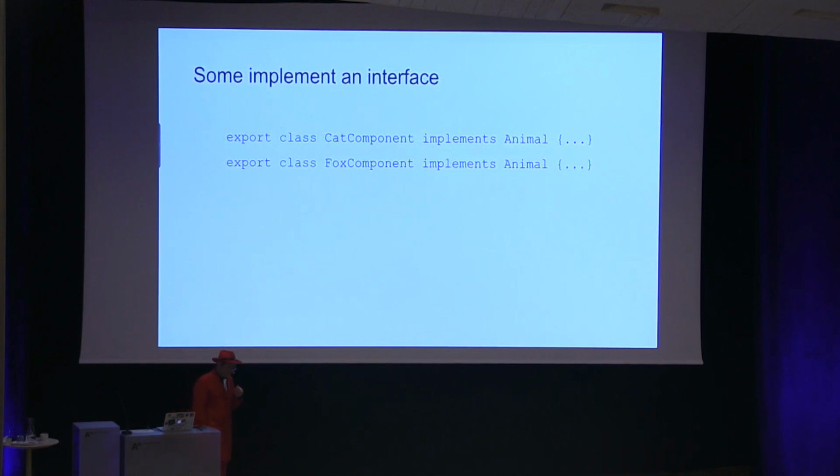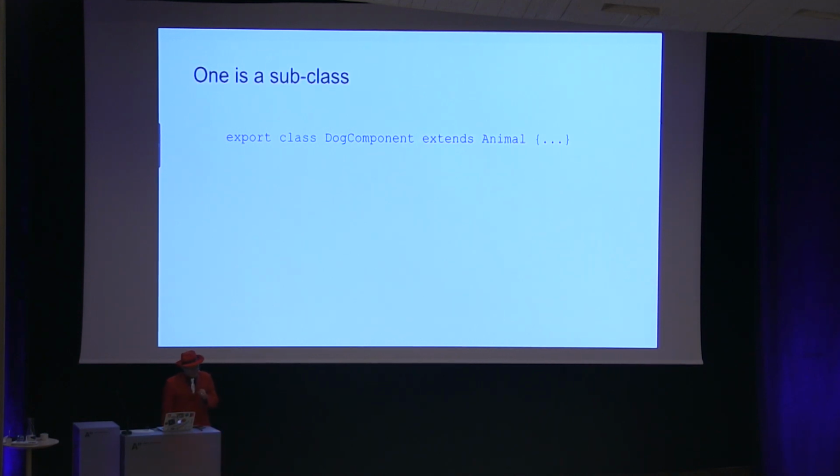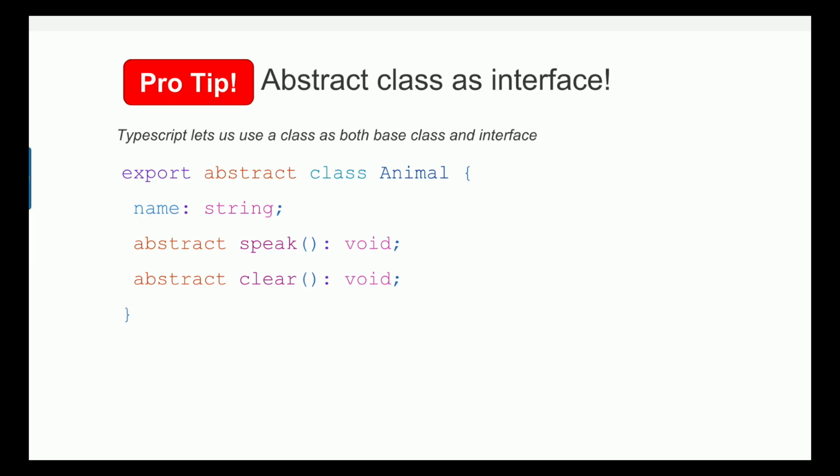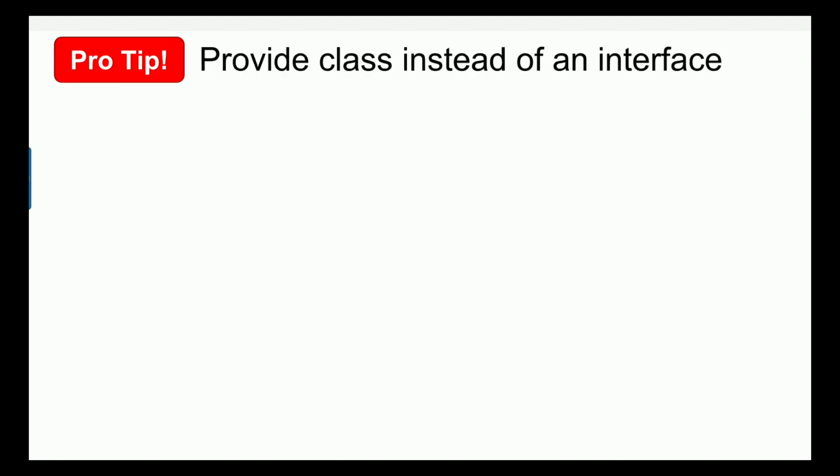Some of them implement an interface called animal. Some of them extend, that is to say, they subclass the interface. How can that be? Pro tip, an abstract class can be an interface. This isn't true in any other of your languages, not your C's or your Javas. This means you can take a class, but you don't have to burn it as the base class for anything. You can just implement it. Implement it or extend it. This is actually particularly useful.